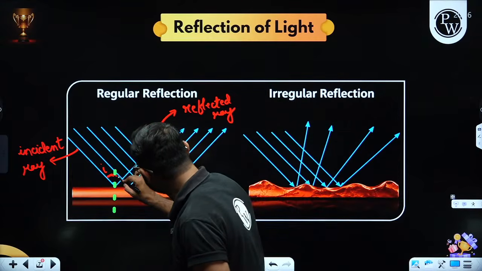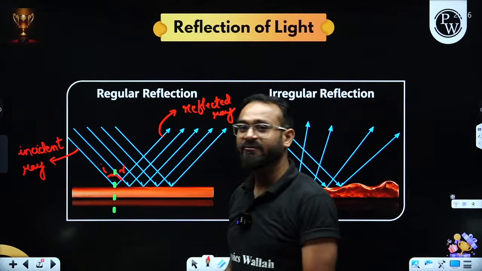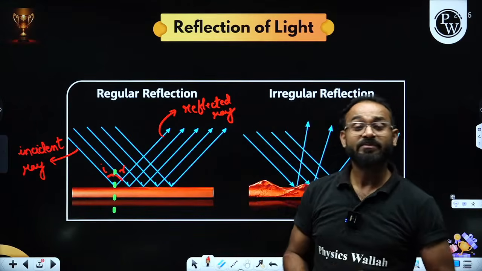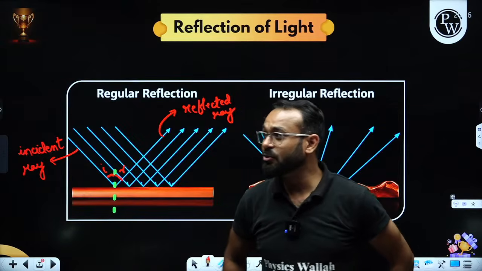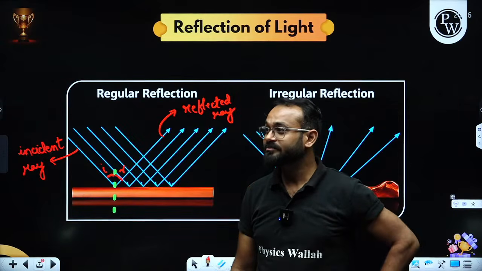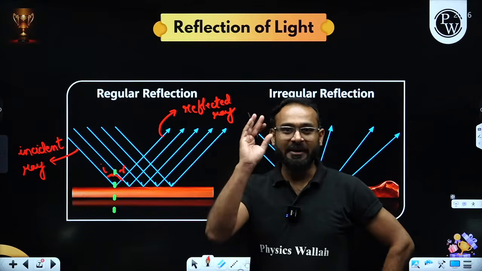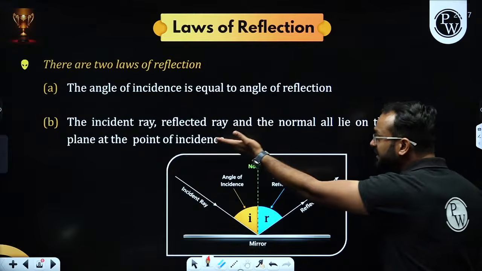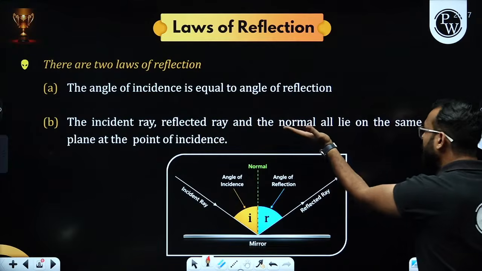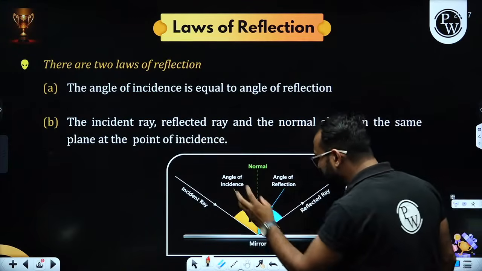Sir, what is the angle of reflection? The angle formed between the reflected ray and normal, that is called the angle of reflection. Yes, normal is perpendicular. So according to the first law, what it says, the incident ray, reflected ray and normal all lie on the same plane at the point of incidence.